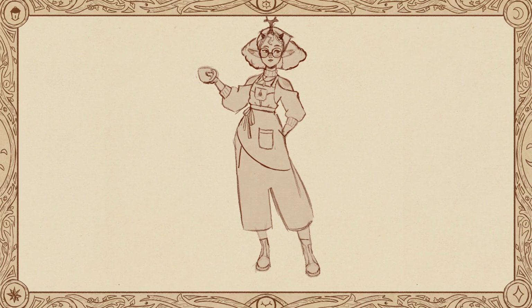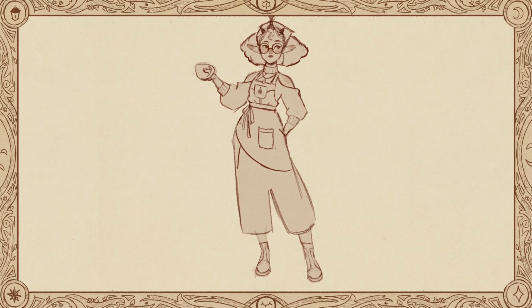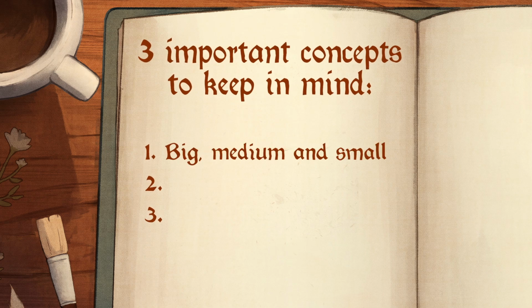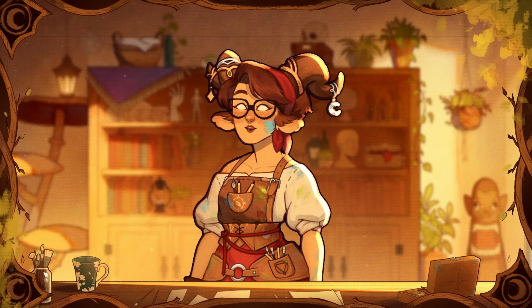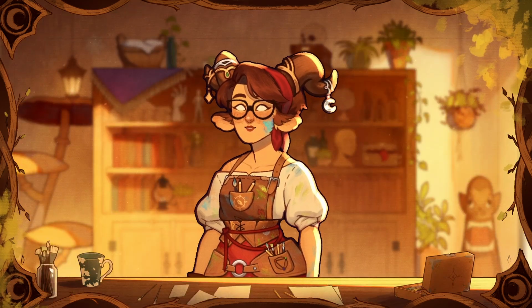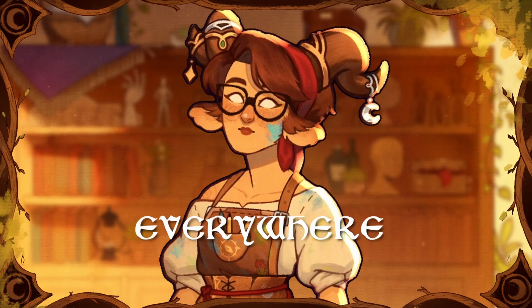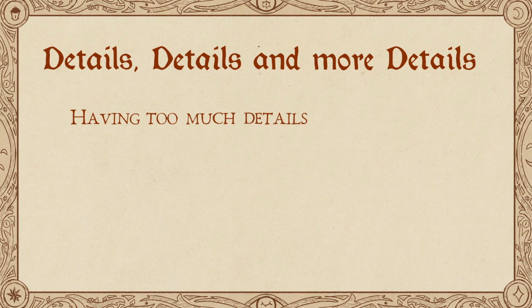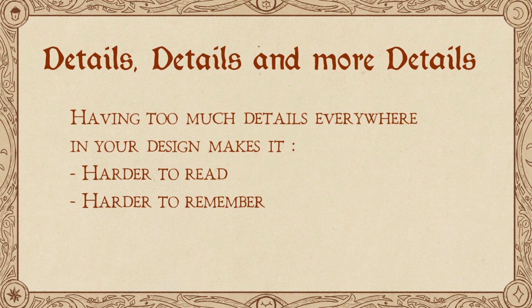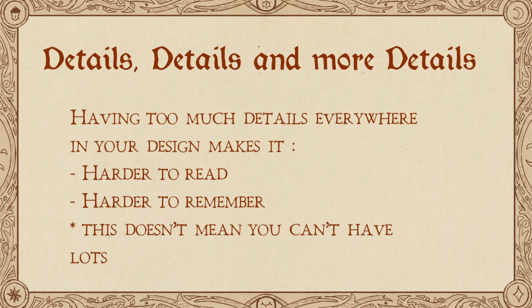Now that we have some more concrete ideas, there are 3 concepts that I always try to keep in mind. The first one is big, medium and small. A very big mistake I see a lot of beginner VTuber artists doing is adding too many details everywhere. Having too many details everywhere makes a design harder to read and harder to remember. This doesn't mean you can't have a lot of details, it's more about how you use them.